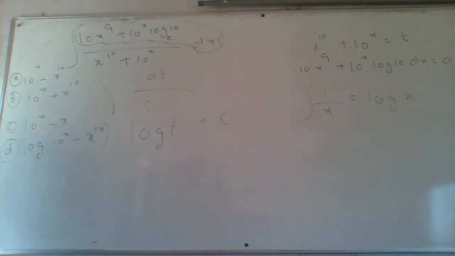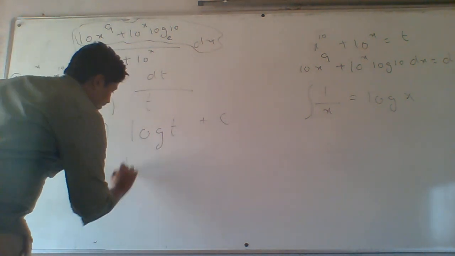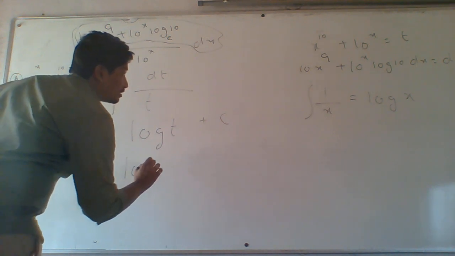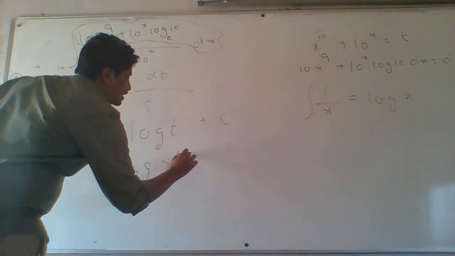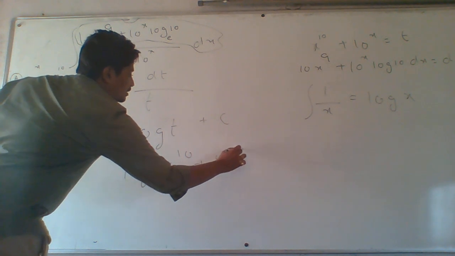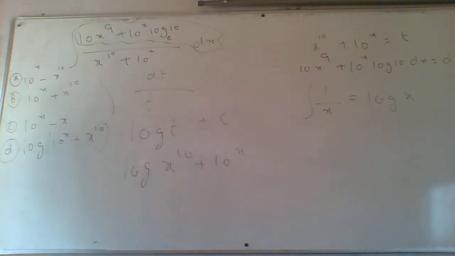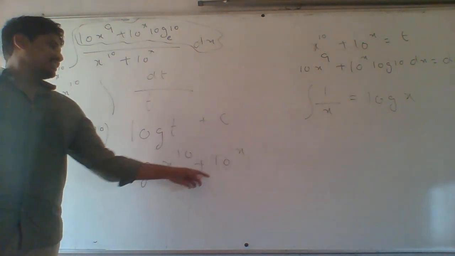What we assumed as t? We thought that t equals x power 10 plus 10 power x. Substitute the value of t in the given equation. Log of x power 10 plus 10 power x.